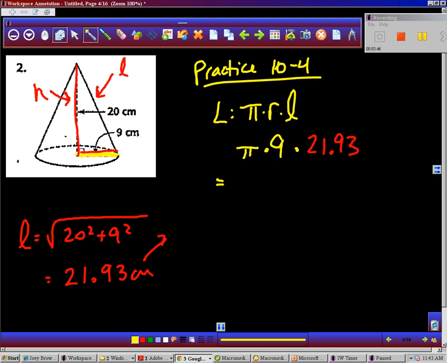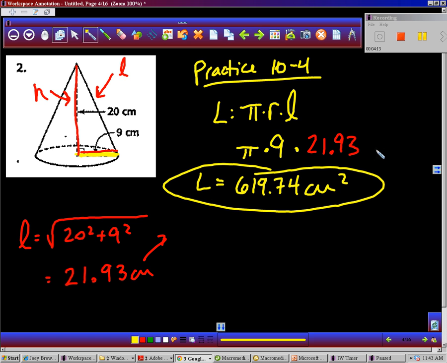So whenever I take 3.14 and I multiply 9 and I multiply 21.93, I get 619.74. 619.74 centimeters squared.